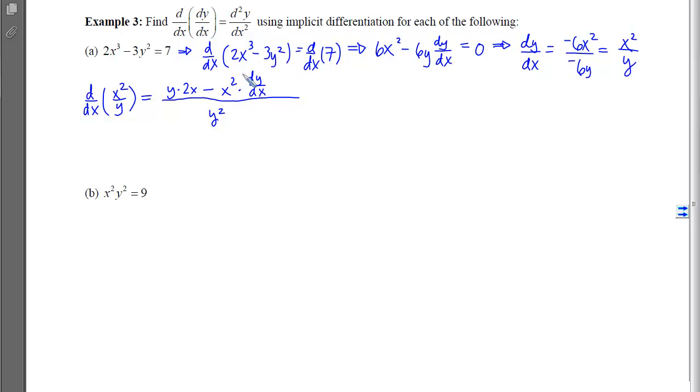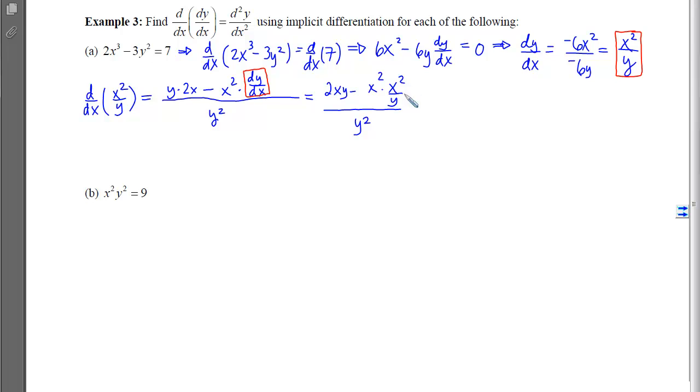Now what we want to do next is realize that this dy dx is something that we've already found. It's an x squared over a y. So the next thing I'm going to do is replace this dy dx with what it equals. When I do that, I get a 2xy minus an x squared times an x squared over a y, and that's all over y squared.